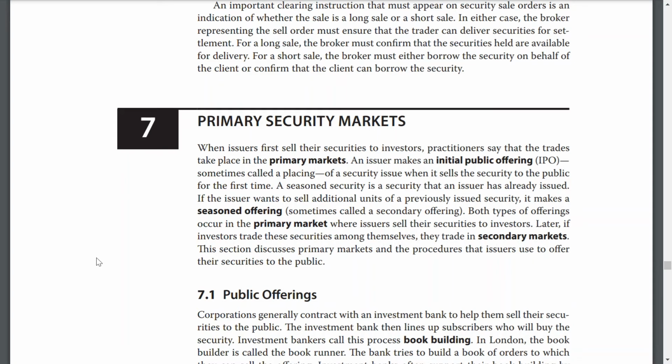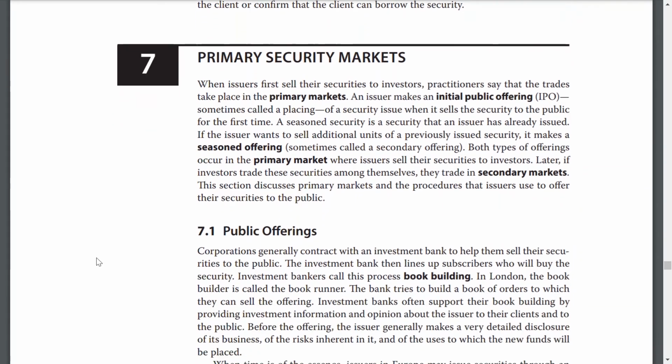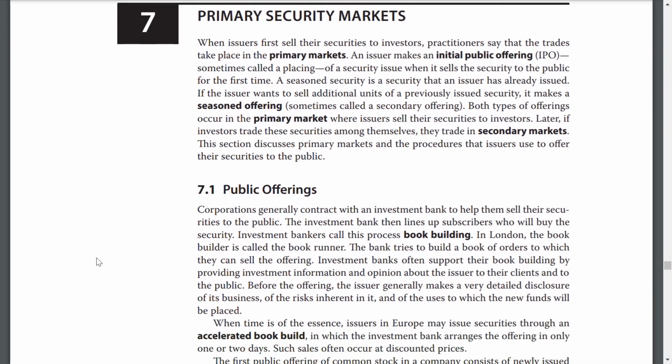Later, if investors trade their securities among themselves, they trade in secondary markets. This section discusses primary markets and their procedures, then how issuers use them to offer securities to the public. Public offerings.